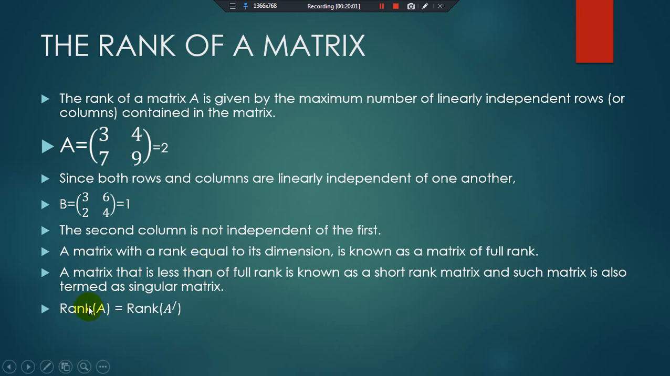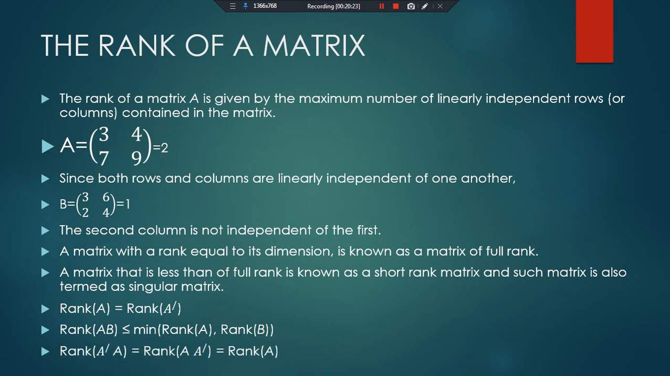We have here that the rank of A is always equal to the rank of its transpose, and the rank of AB is less than or equal to the minimum of rank A and rank B independently. And if we multiply A by the transpose of A and find the rank, the rank of A A transpose will be equal to the rank of the actual matrix A.